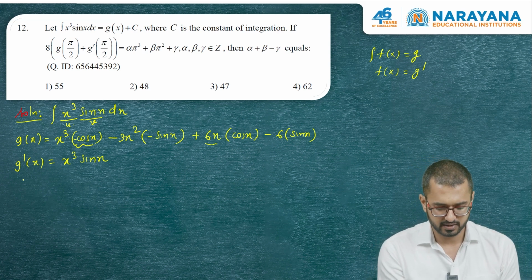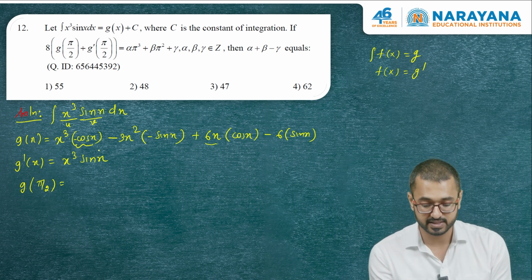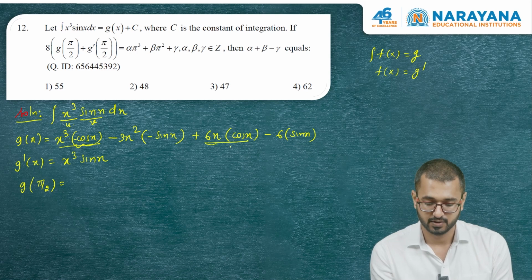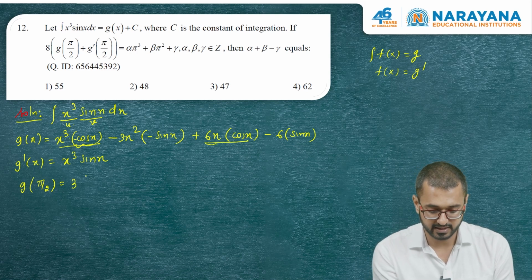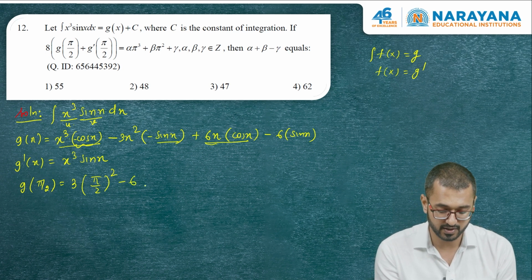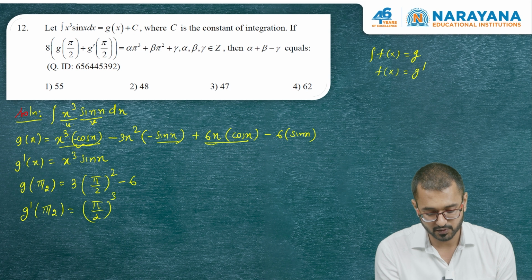Okay, and now what do we want? So g of pi by 2. So g of pi by 2 will become what? Wherever cos is there, it will vanish, only sin would survive. So this is gone and this is also gone. So we'll now plug in the value. So I'll be having 3 times x square, means pi by 2 square, sin 90 is 1. So yes, and then minus 6. So this is my g of pi by 2, and g dash of pi by 2 will give you pi by 2 cube.